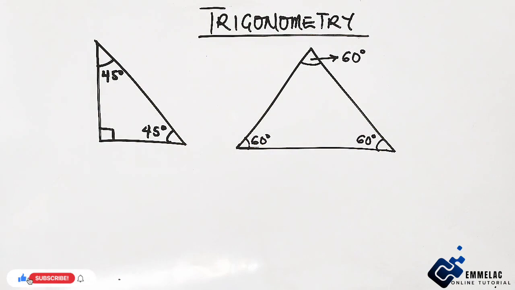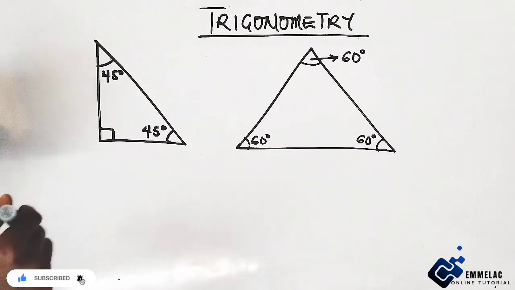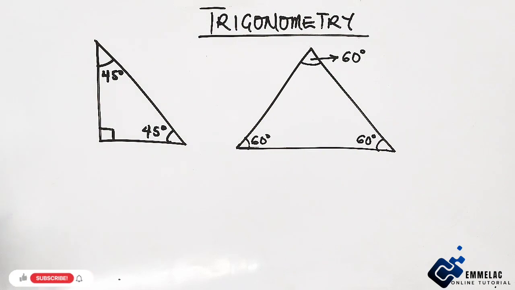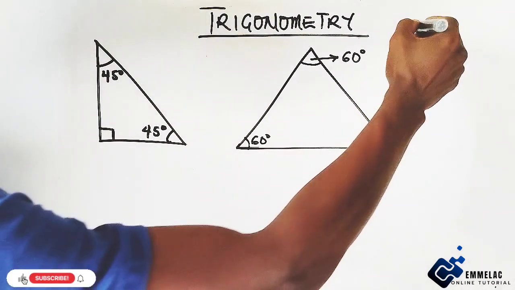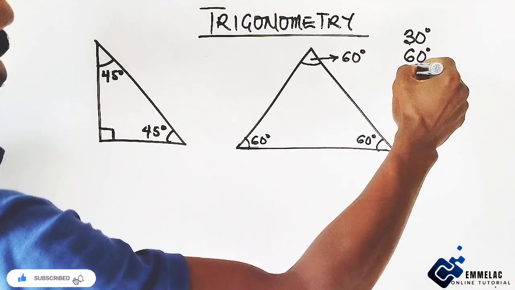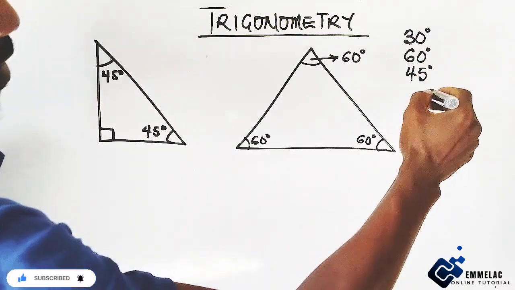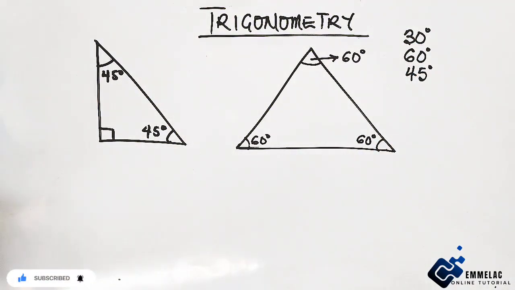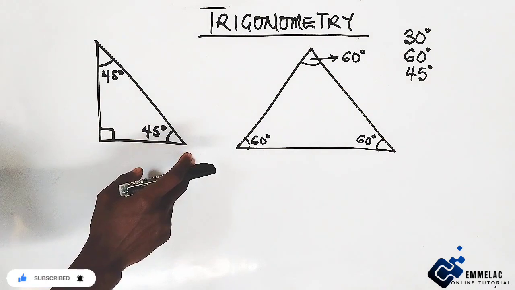Now, talking about the special angles in trigonometry, the common or special angles are 30 degrees, 60 degrees, and 45 degrees. These are the most common special angles in trigonometry. Now let us come here. Here we have a right angle triangle.